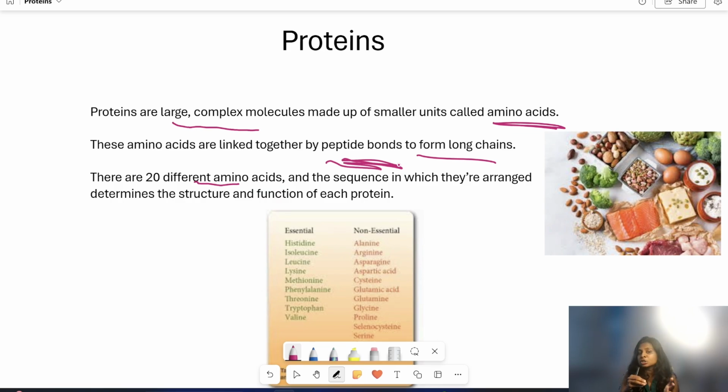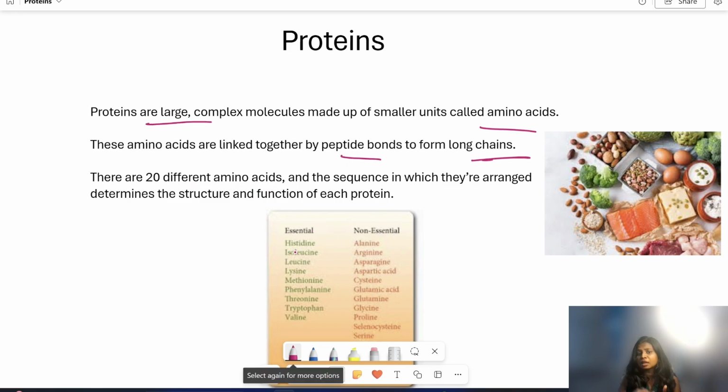These 20 different amino acids are combined in different ratios, and this combination decides the structure and the function of each and every protein. These 20 amino acids can be divided into two categories. The first one is essential amino acids, and the second one is non-essential amino acids.